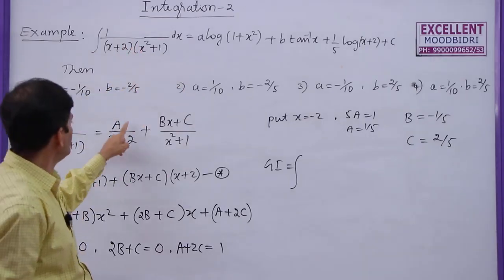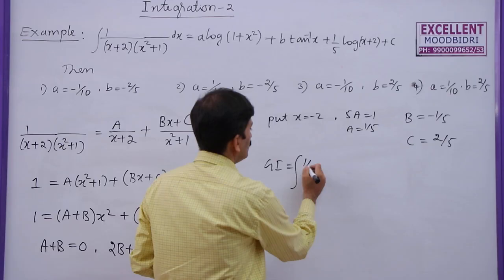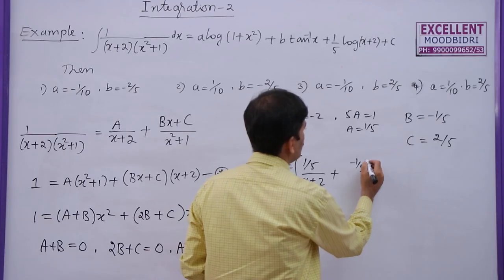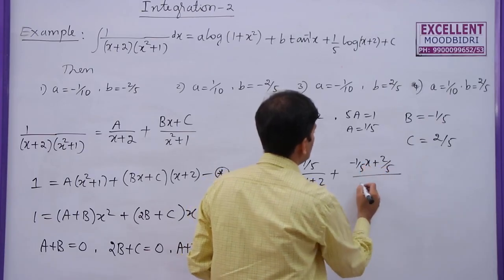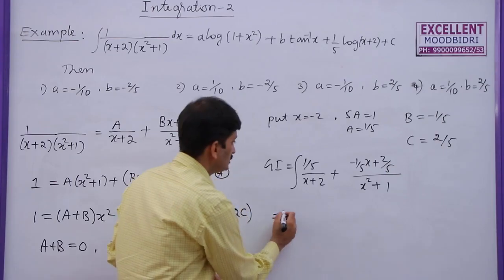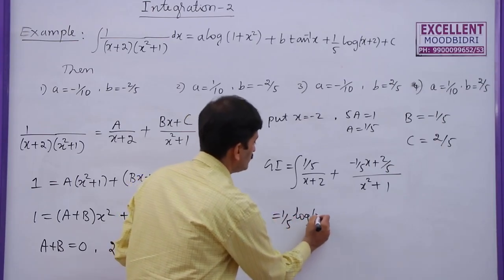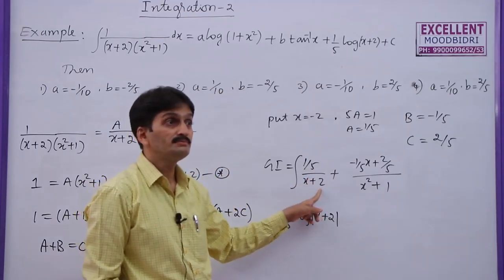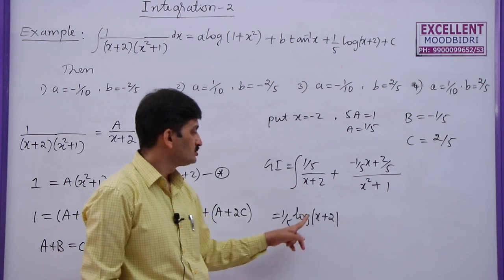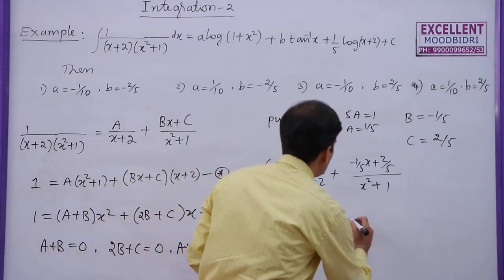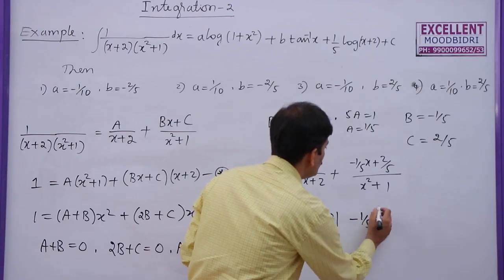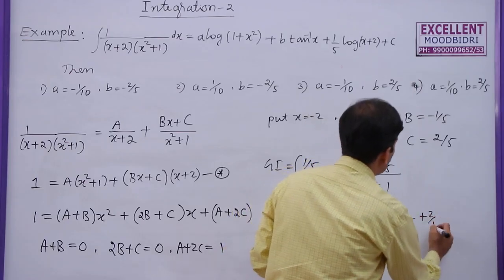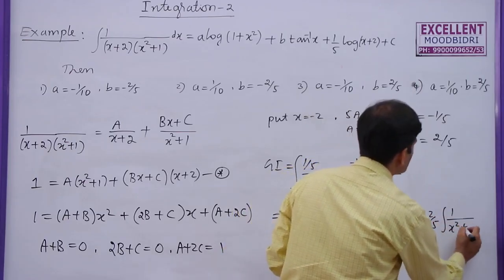So the given integral becomes, so don't write this step again and again. Directly split and write A by (x + 2). What is A? 1 by 5 by (x + 2), plus (Bx + C), that is (-1/5 x + 2/5), by (x² + 1). That is 1 by 5 into log(x + 2). Why? Because the integration of 1 by (ax + b) is log(ax + b) by a, where a equal to 1 here. So log of (x + 2), minus 1 by 5 into x by (x² + 1), plus 2 by 5 into the integration of 1 by (x² + 1).